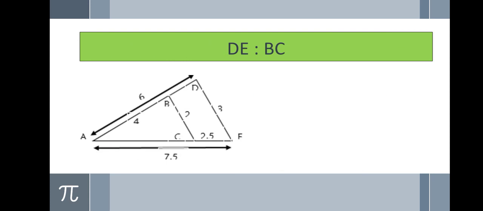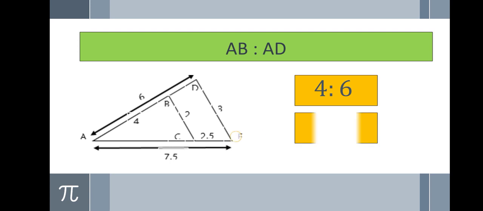Now for the side DE to side BC. DE is equal to 3 and BC is equal to 2. The DE to BC is simply 3 is to 2. For AB to AD, AB is equal to 4 and AD is equal to 6. Ratio is 4 is to 6. To simplify this one, think of a number that can be divided both by 4 and 6. That is 2, right? Without getting any remainder. 4 divided by 2 is 2, and 6 divided by 2 is 3. Thus, the reduced ratio of AB to AD is 2 is to 3.